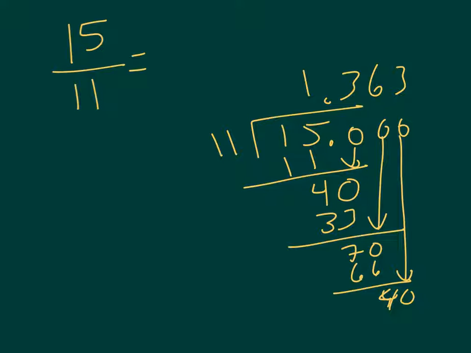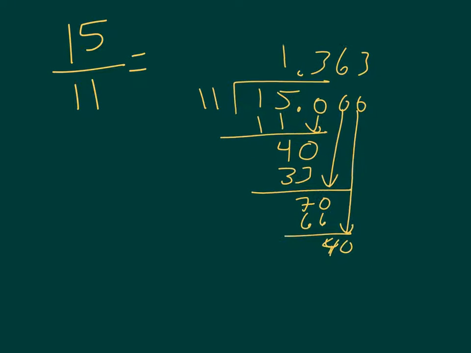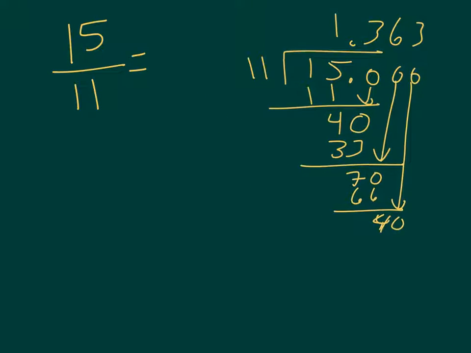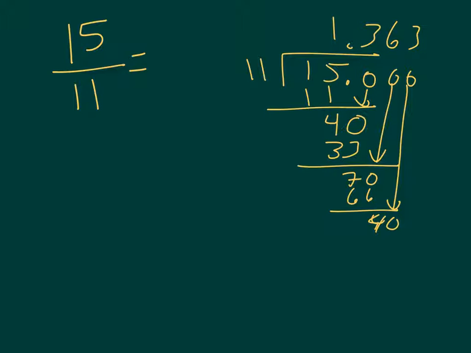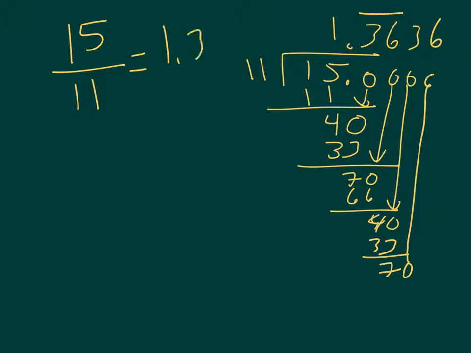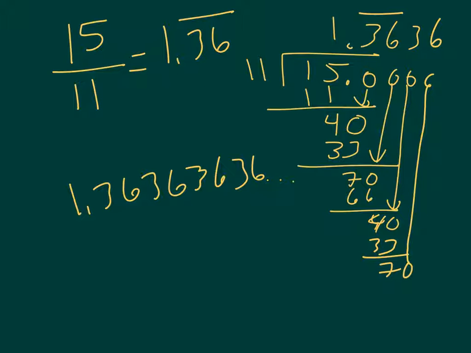And here we're going to move that just a second so we get a little more room again. There we go, that's better. We're going to keep going with this, right? So 33 and 7 and bring down a 0. It goes into 70 6 times. Oh, look, we're starting to see a pattern, right? It's going to go on and on and on. It's never going to stop. So 1.36 repeating. Again, what that really means is 1.36, 36, 36, 36, forever and ever.